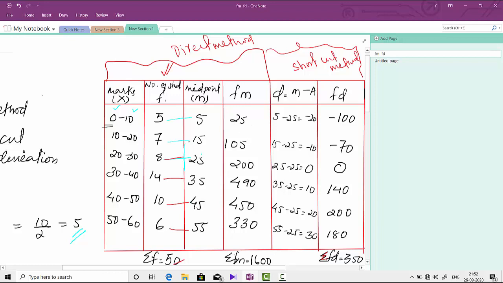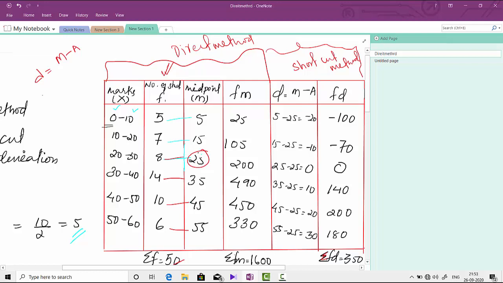In order to solve in the shortcut method, you will be needing D, the deviation. So how do we calculate D here? To calculate D, you take the midpoint minus the assumed mean. So you have to first assume one mean. Here we're going to assume 25 as our assumed mean.